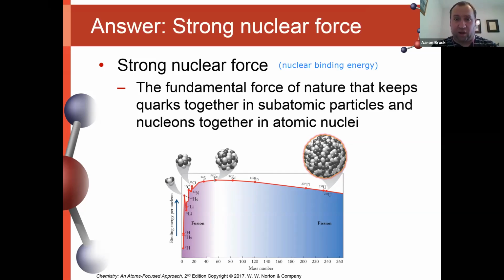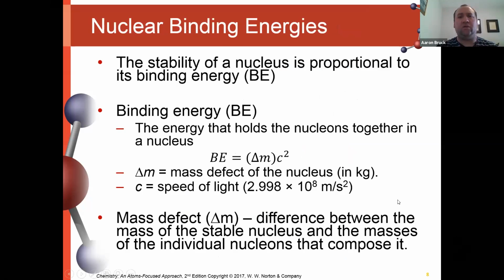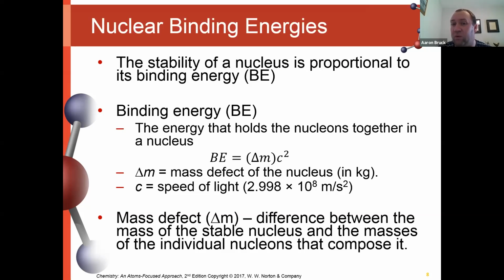And one of the last stages of a star is that it has an iron center, if it's able to last that long without blowing up. So, as I said before, nuclear binding energy is our method for determining the stability of a nucleus. And the way that we calculate binding energy is with a relatively familiar equation.